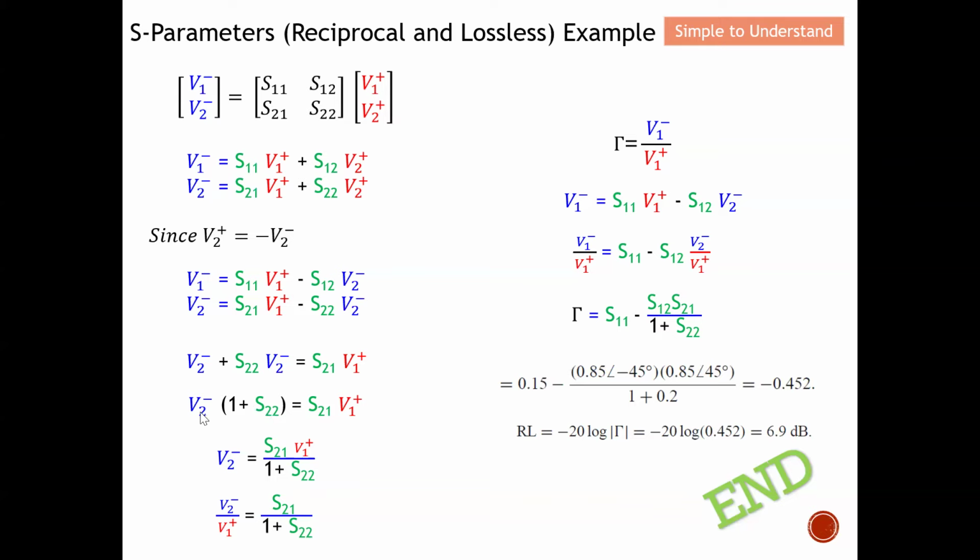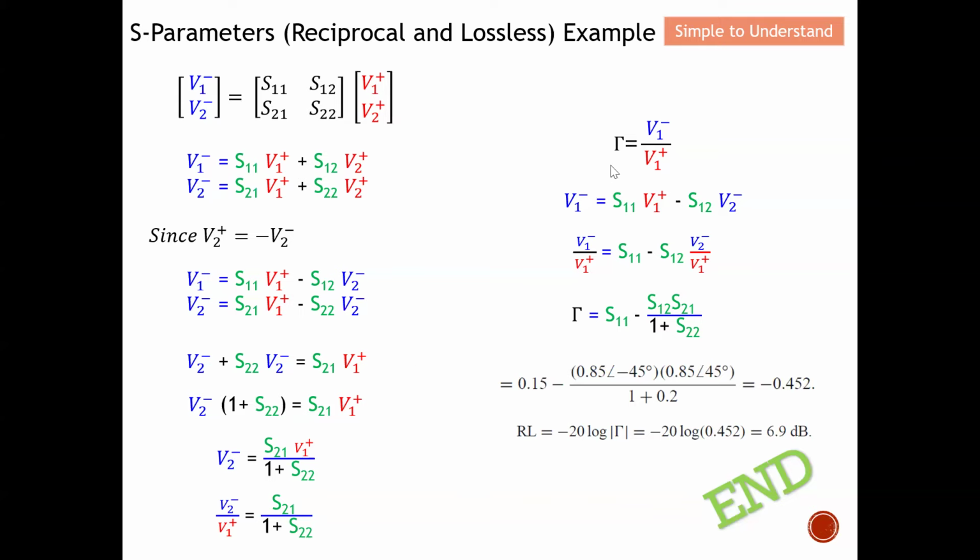And I just want my V2 minus as the subject, so I move this over. So it becomes S21 V1 plus over 1 plus S22. And again, I can easily bring my V1 over to the other side, and I will have this set of equations, which I'm going to use later on. So basically this is one of the equations that I have managed to obtain.